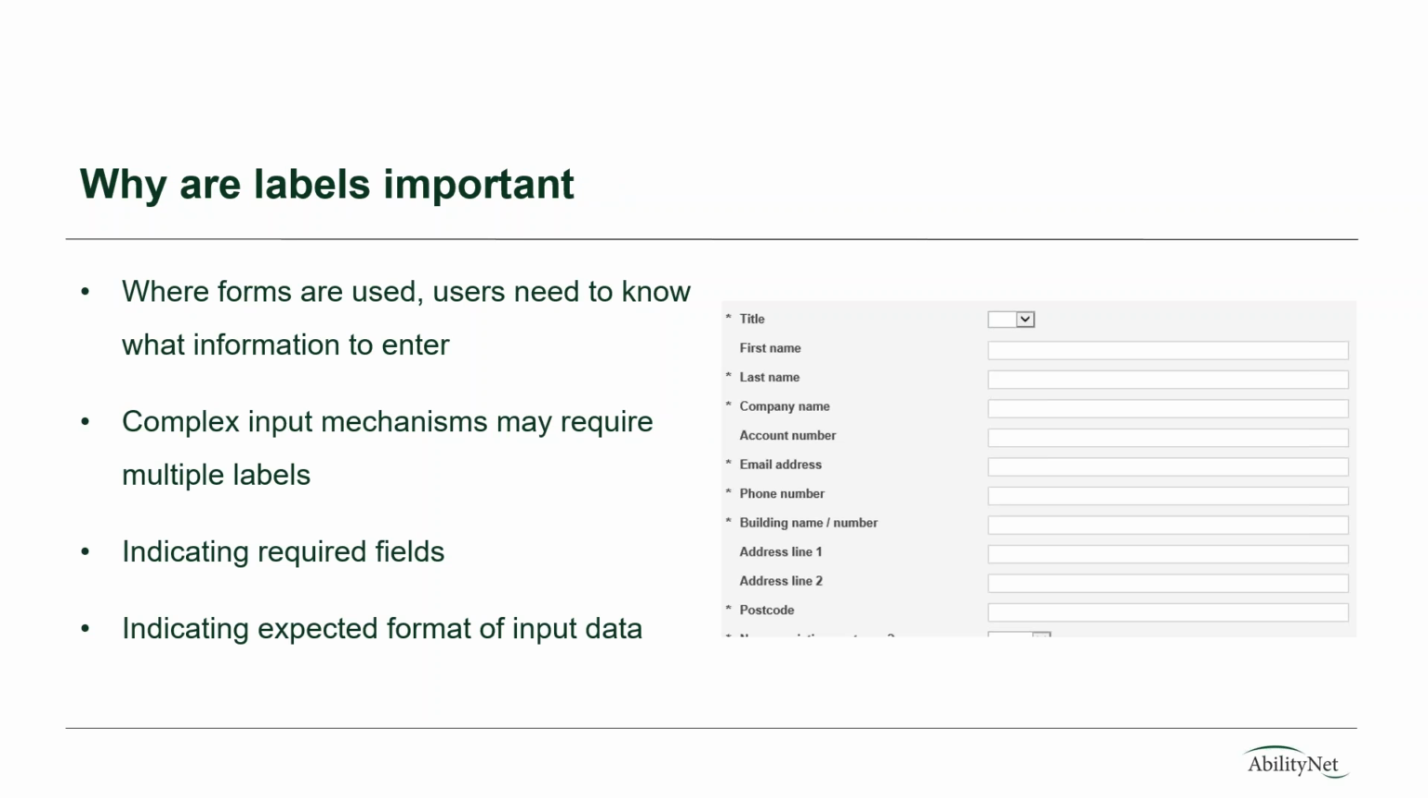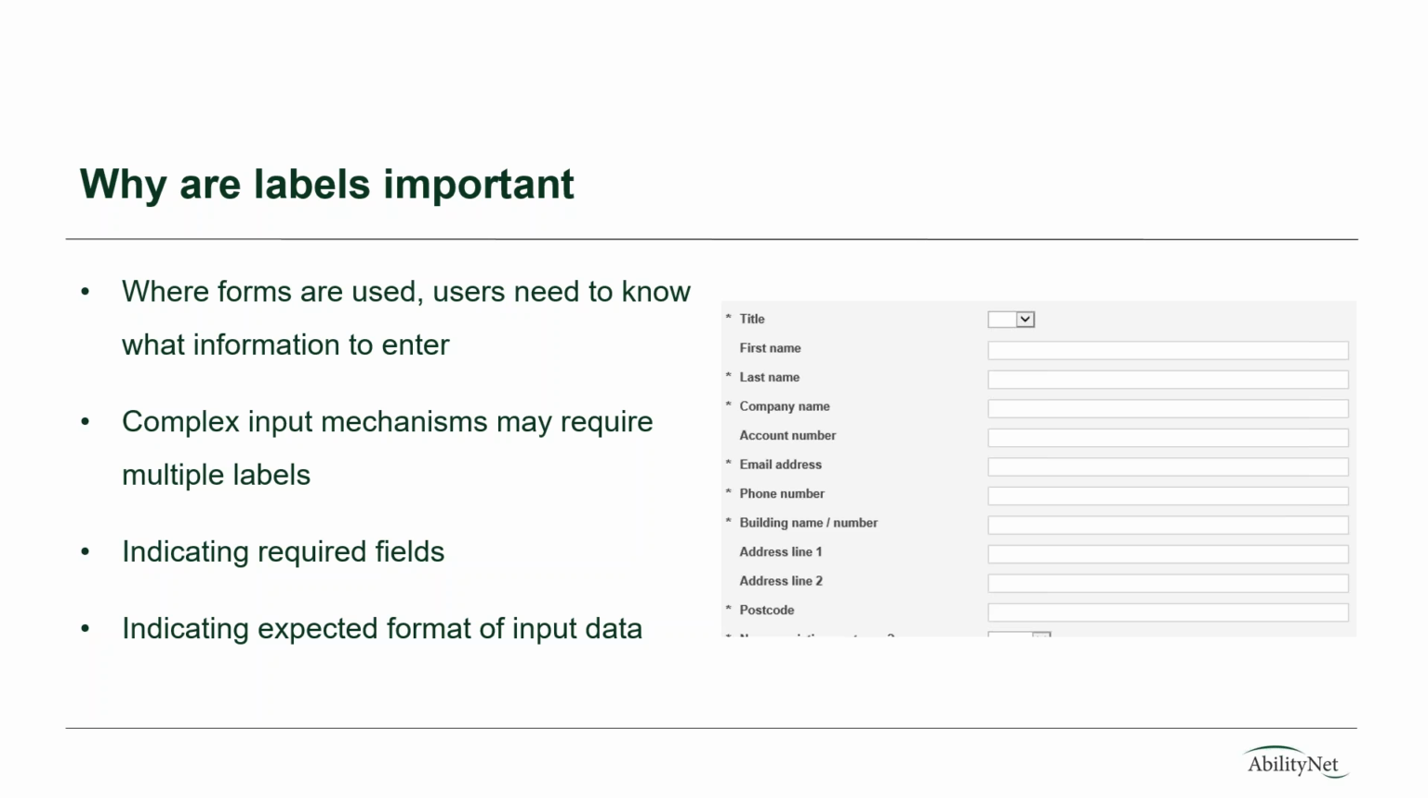So why are labels important? Well, where forms are used, users really need to know what information to enter. They need to know the type of information, and sometimes they'll need to know the format of the information. There are certain complex input mechanisms that may require multiple labels. We'll have a look at an example of one of those shortly.